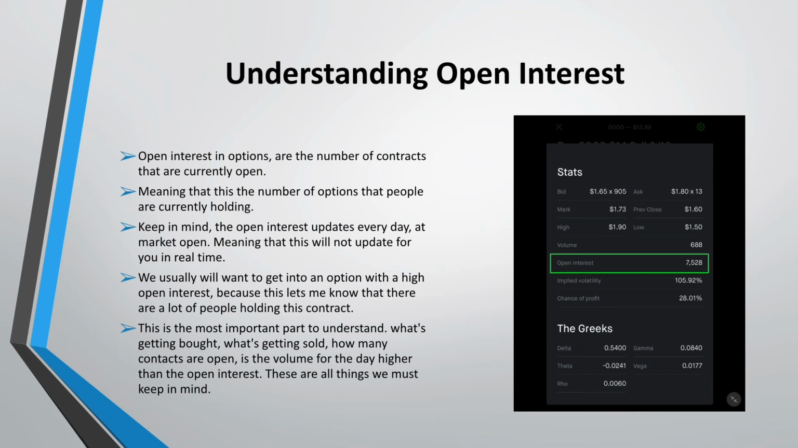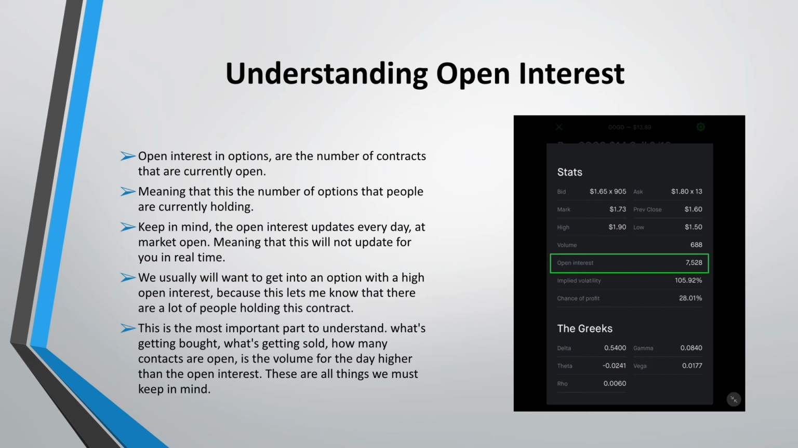Now, having this in mind, we usually want to get into contracts that have high open interest. We usually want to look at the whole chain and make sure that the whole chain has high volume and high open interest, because it lets us know that it's a liquid market and that it's something people are looking for.